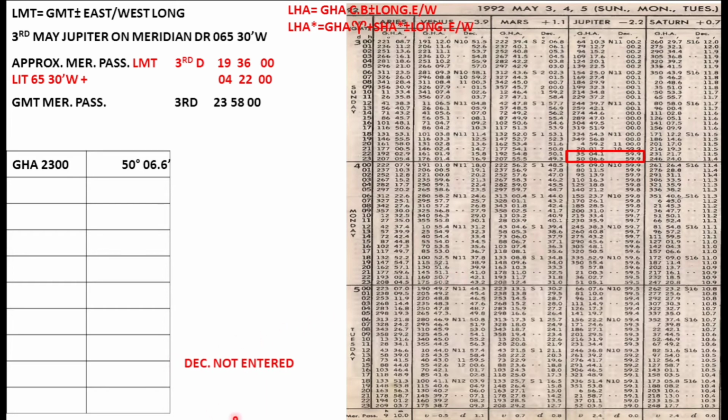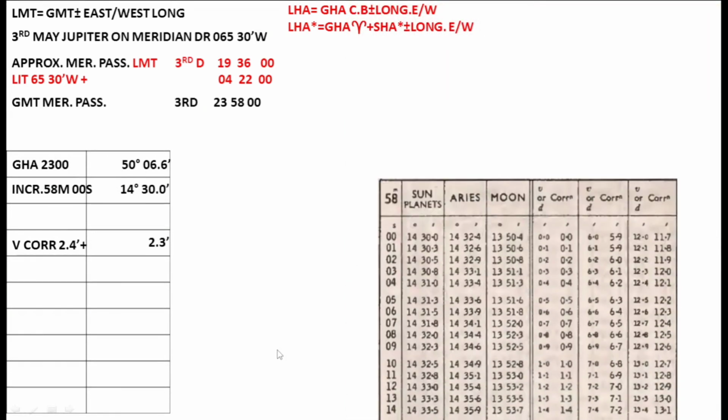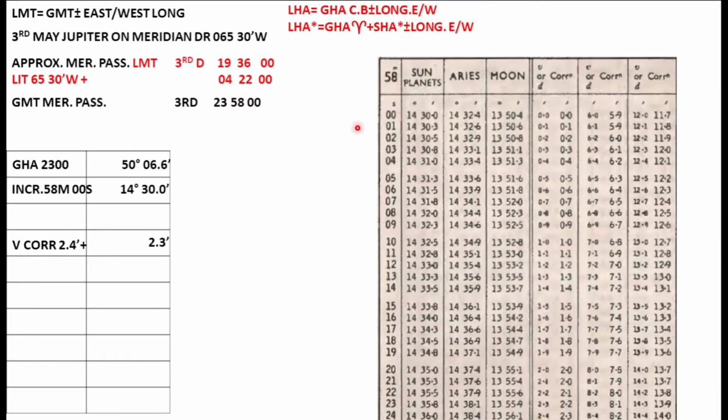I have not entered the declination here because I know that the date is changing, so that's why I have not bothered to enter this. I've just taken the GHA here. At the bottom, I have V correction 2.4, so I entered V correction here, 2.4. That is required. Then I go to my increment tables for 58 minutes, 00 seconds. So my increment for Sun planet is 14 degrees 30 minutes.